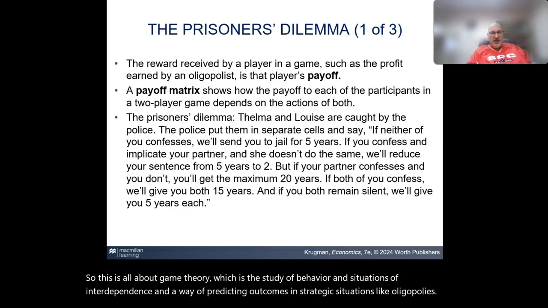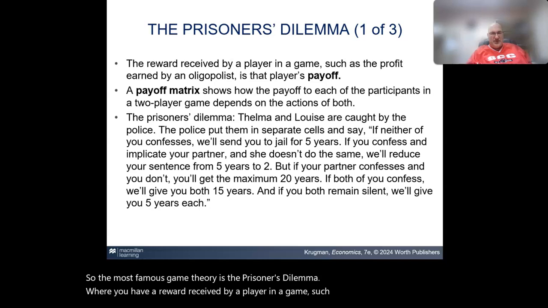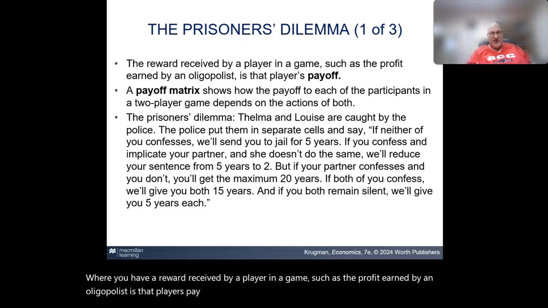The most famous game in game theory is the prisoner's dilemma. A reward received by a player in a game, such as the profit earned by an oligopolist, is that player's payoff. So we use payoff matrices to do this. A payoff matrix shows how the payoff to each of the participants in a two-player game depends on the actions of both.